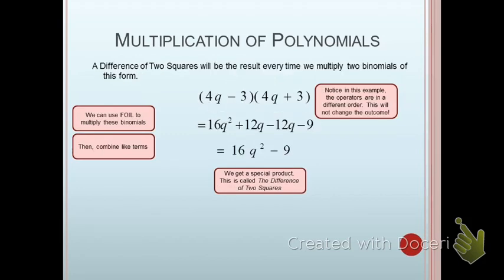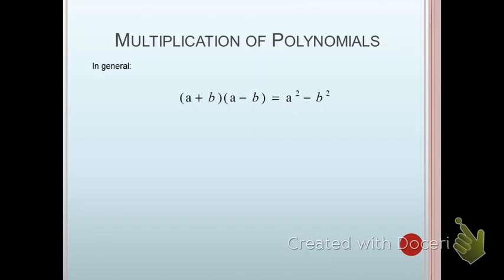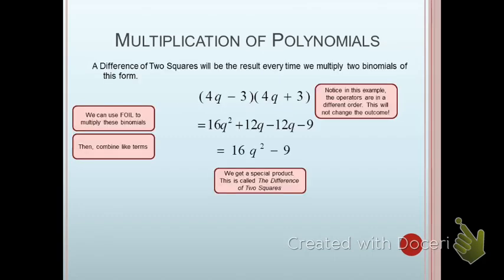We can still use the FOIL acronym to help us remember how to multiply these two binomials. 4q times 4q times 4q is 16q squared. Our outer, 4q times positive 3 is positive 12q. Negative 3 times 4q is negative 12q. And negative 3 times 3 is negative 9. Once again, the 12q and the negative 12q equals 0, so we're left with a difference of two squares, 16q squared minus 9.